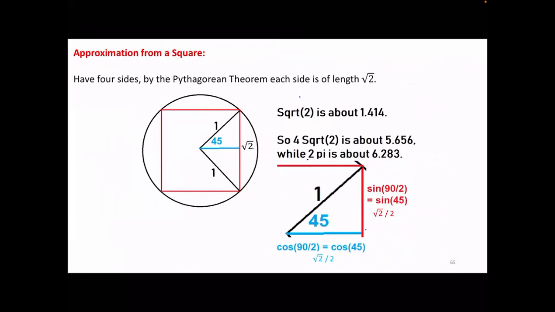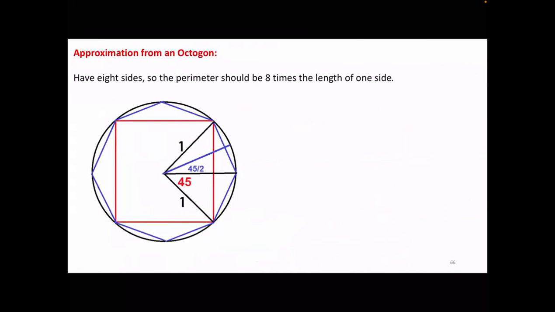And we can keep playing this game. If we now try to divide things in half with the 45 degrees, we're now going to have to calculate, what are the lengths of the sides of the octagon? We just calculated formulas for the sines and the cosines of the half angles. We know what 45 degrees is, so we can get 22.5.